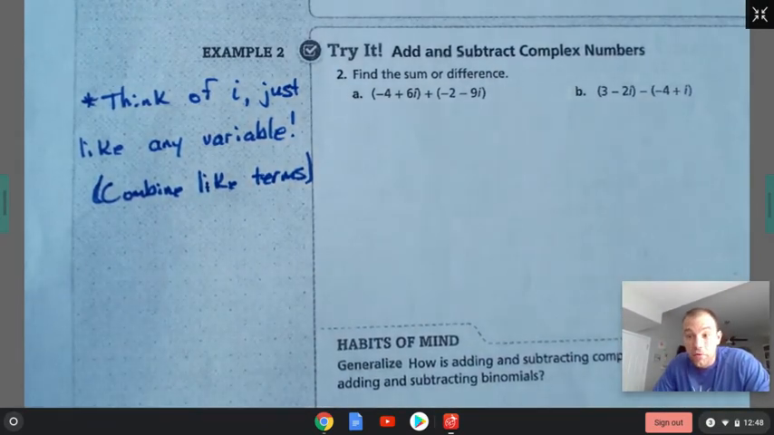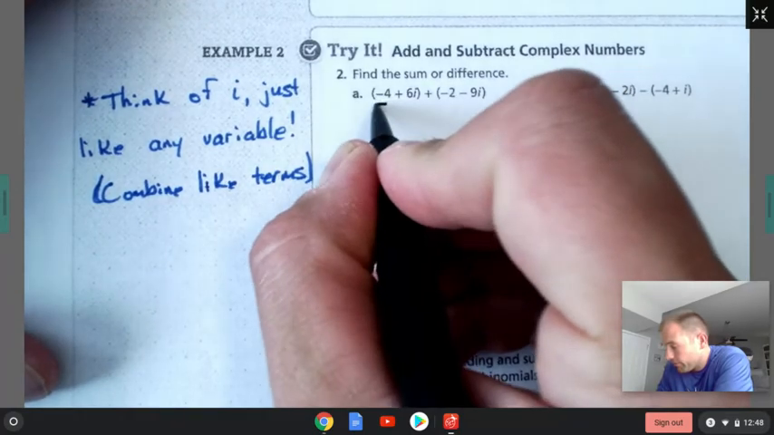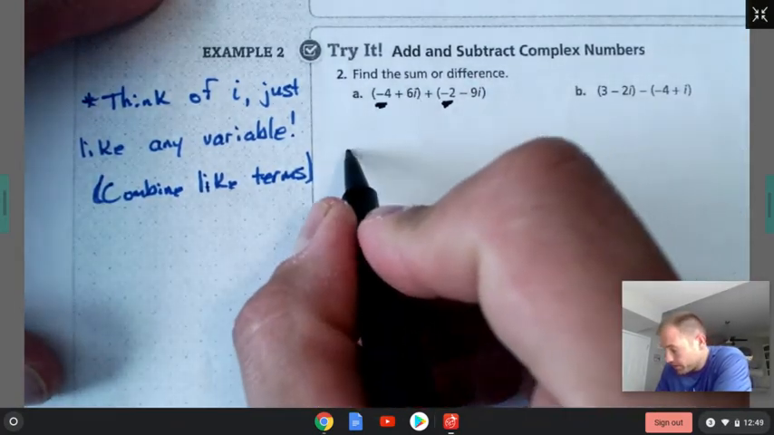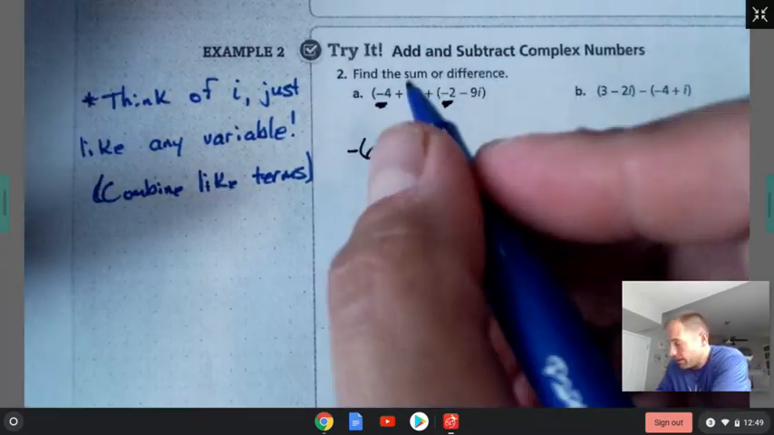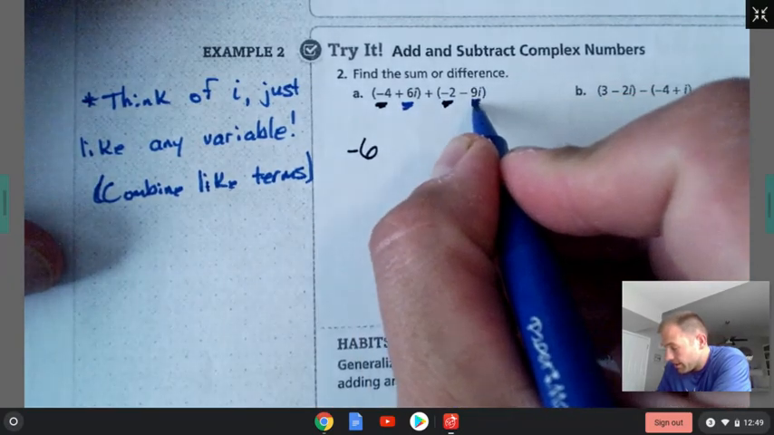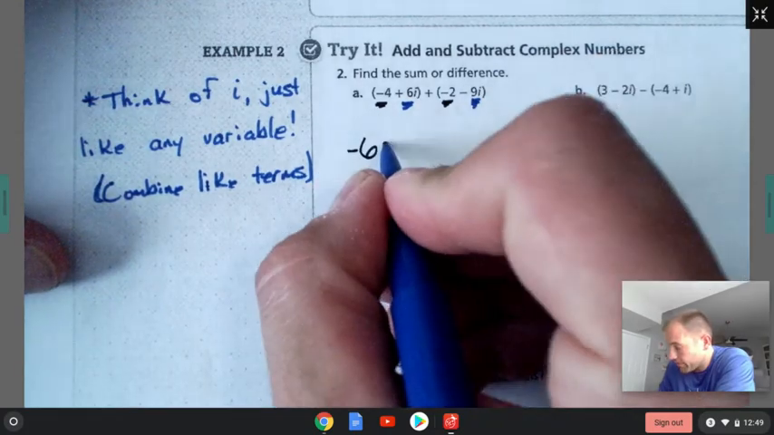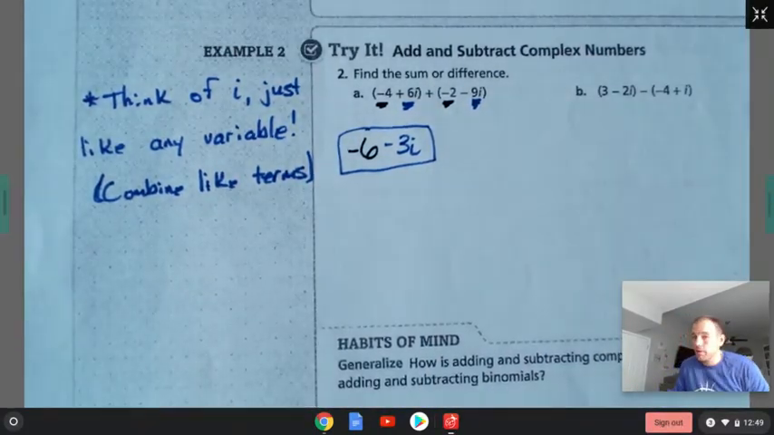So it's just like adding 3x plus 5x will give you 8x. Same thing's going to happen right here. So if we look for some like terms, right, I have negative 4 plus negative 2. Negative 4 plus negative 2 would give me negative 6. I also have 6i plus negative 9i. 6 plus negative 9 would give me negative 3i, and we're done. Right, so all you are doing when you add or subtract is just combining like terms. Okay, nothing really changes. All right.